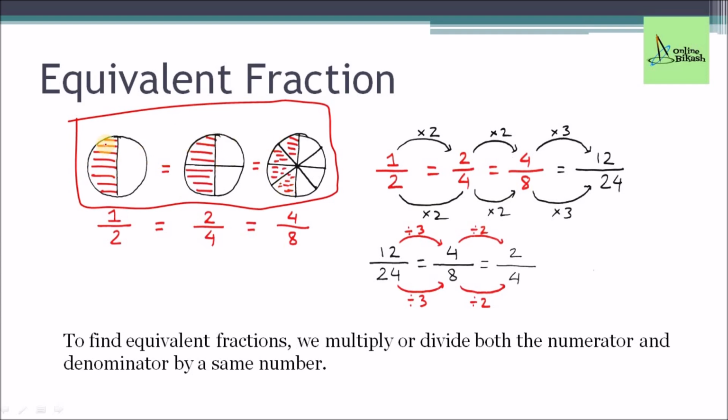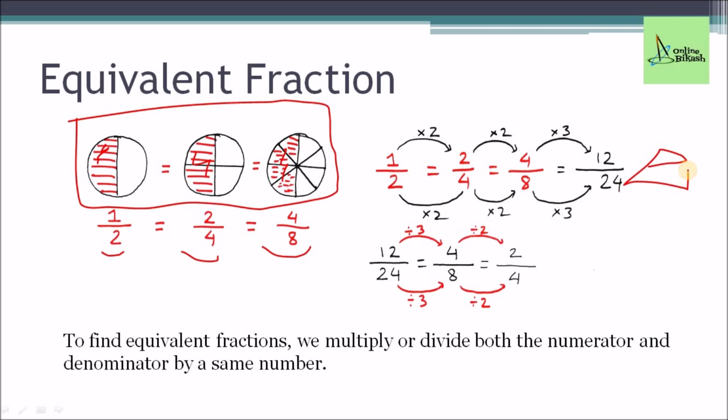Here it is also this much part only, here it is also this much part only, here it is also this much part. That means altogether we are taking the half of this whole thing, yes or no? So all the things are same, so that's why 1 by 2 is equal to 2 by 4 is equal to 4 by 8, all are same. So that's why we call this an equivalent fraction. Now you see this one.